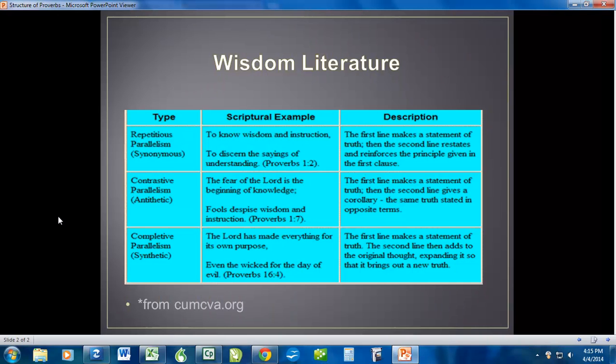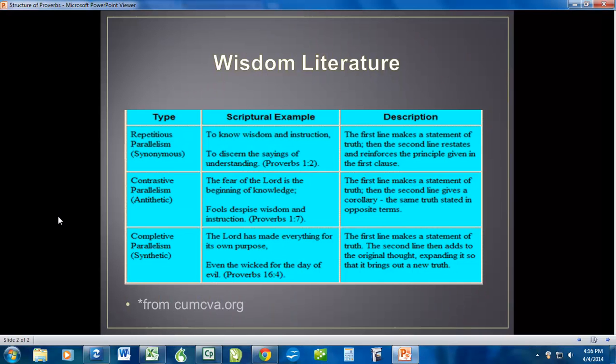And then the third one is synthetic, right? So the idea of synthetic and how it's different than synonymous. Synonymous is trying to restate the exact same thing, whereas synthetic is trying to build on the first thought with kind of a new thought, right? And so they're headed in the same direction, right? So they're not contrastive like the antithetic. These are headed in the same direction, but the second line is designed to build on the first line, right? So let's look at their example. The Lord has made everything for its own purpose, even the wicked for the day of evil.